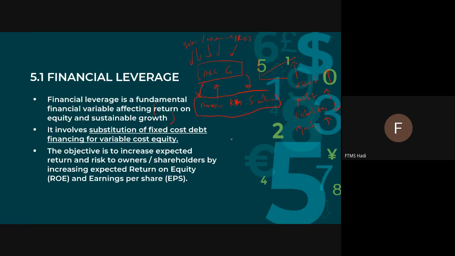That means we're talking about liability and equity. I'll give you a numerical example. Let's say the portion of liability is 70%. That means the company borrows 70% of their total money for purchasing assets. For equity, only 30%. So the substitution of fixed cost debt financing for variable cost equity means they're switching against each other. They're reducing liabilities, let's say by 20%, and going for equity at 80%.